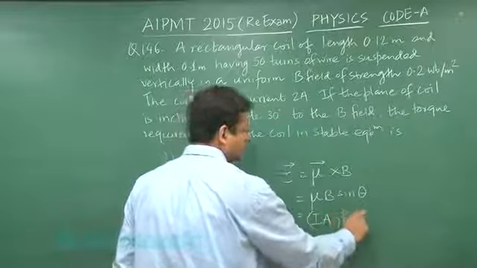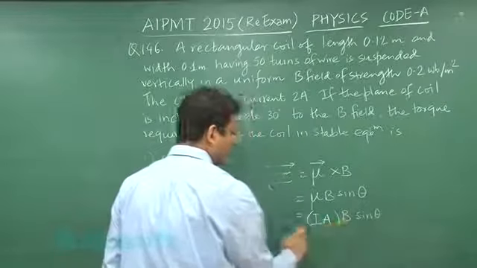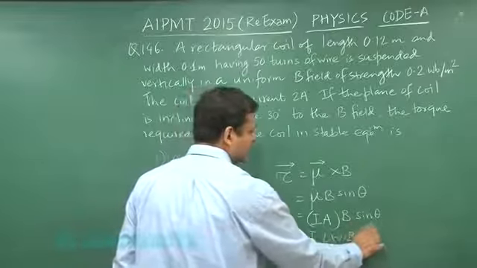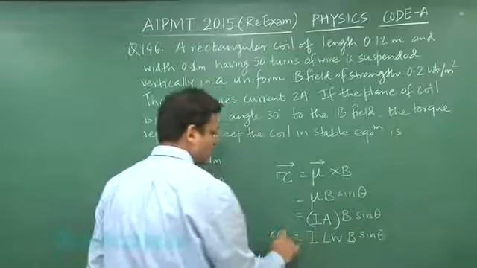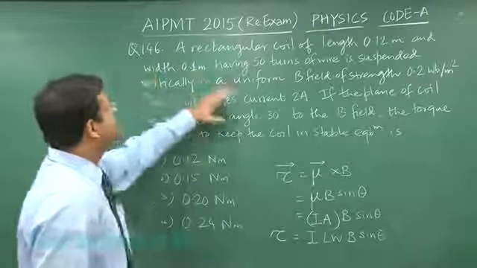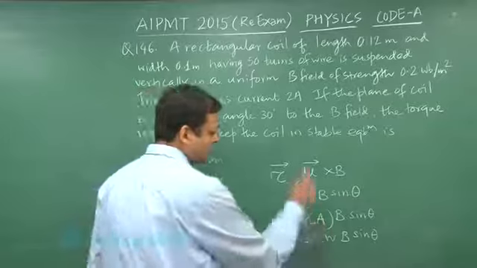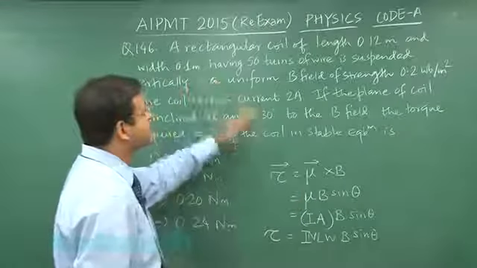B sin theta. Current has been given to you. For area you can say length into width, B sin theta. This is the total formula you can have. This is the torque. They are saying length and width given, number of turns also has been given. So number of turns can also be multiplied to this. 50 turns has been given.